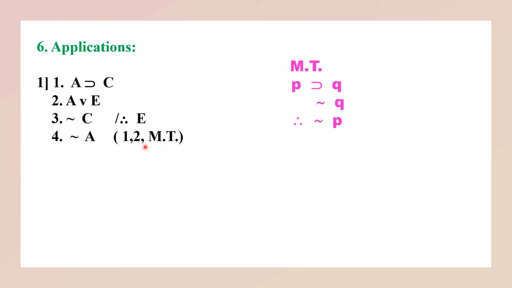Now we have derived not A, 1 and 2 MT. Now we can apply the rule of DS to get E. P wedge Q, not P, therefore Q. A wedge E, not A, therefore E. 2 and 4 DS. Thus the validity is established. Second, D wedge E, E horseshoe K, G horseshoe K, curl D, therefore K. Now here again you can apply the rule of DS because we are having a disjunctive statement and the negation of the first disjunct. So you can derive the second disjunct.